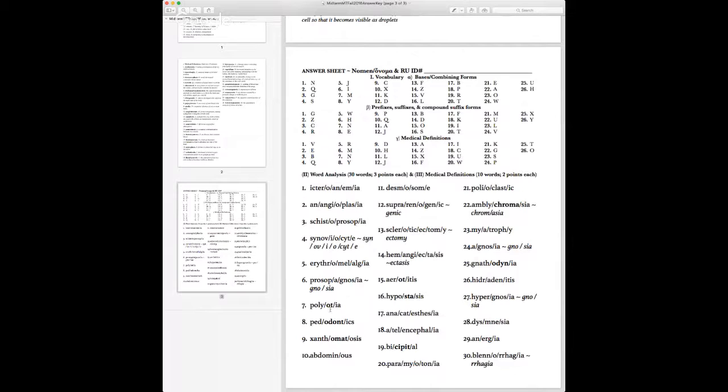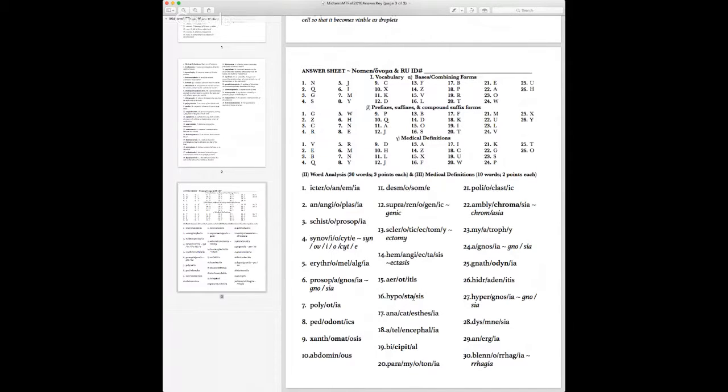Notice these words. If you got any of these words wrong, like 7, 8, or 9, this is something to focus on: polyotia, orthodontics, and xanthomatosis. Notice that these are all bases that begin with a vowel, ot and odont, and also number 25, gnathodynia, odyn meaning pain, the condition of pain in the jaw. So these are bases that begin with vowels. So this O is not a connecting vowel; it is part of the base. Note that there will be more of those to come. And then omat is actually a suffix, excuse me, that indicates a tumor or a condition.